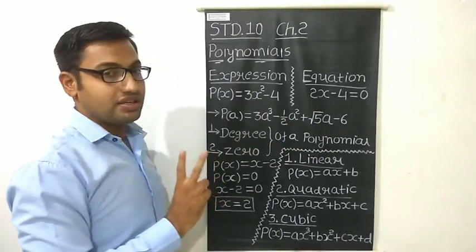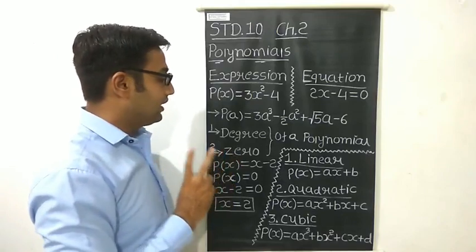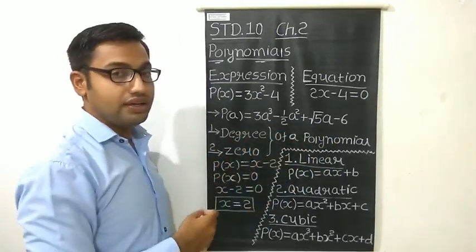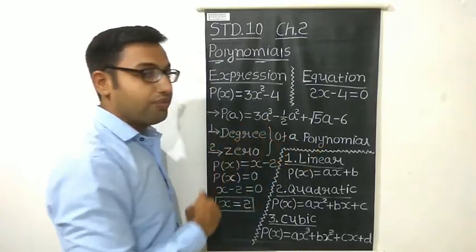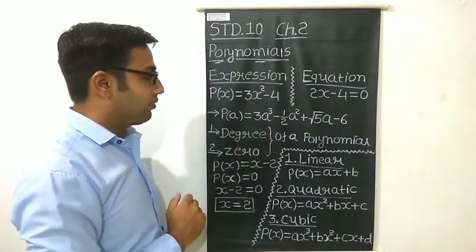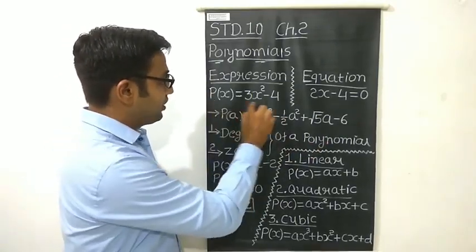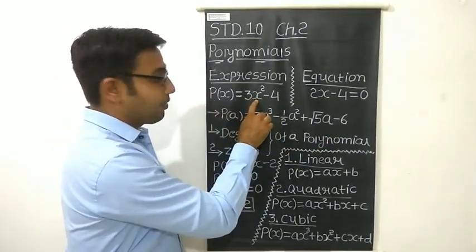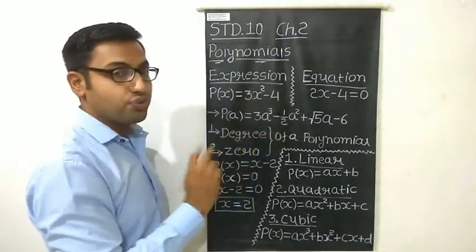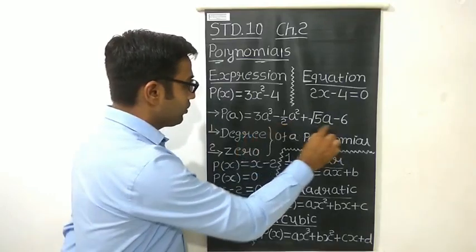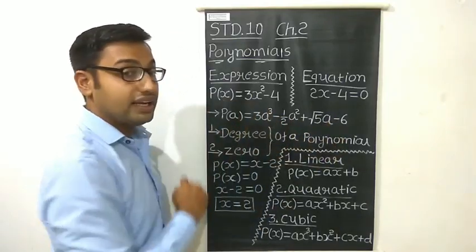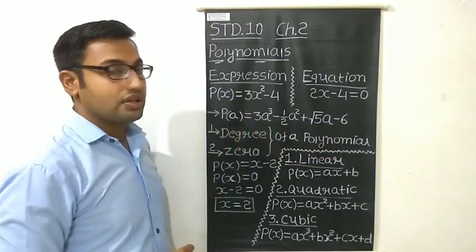So two things that are important for a polynomial are the degree of a polynomial and the zero of a polynomial, right? So what is the degree of a polynomial? The degree of a polynomial is the highest power of the variable. Like in this polynomial, the maximum power of variable x is 2. That is why the degree of this polynomial is 2. Here in this polynomial the degree is 3 because the highest power of variable a is 3, right?